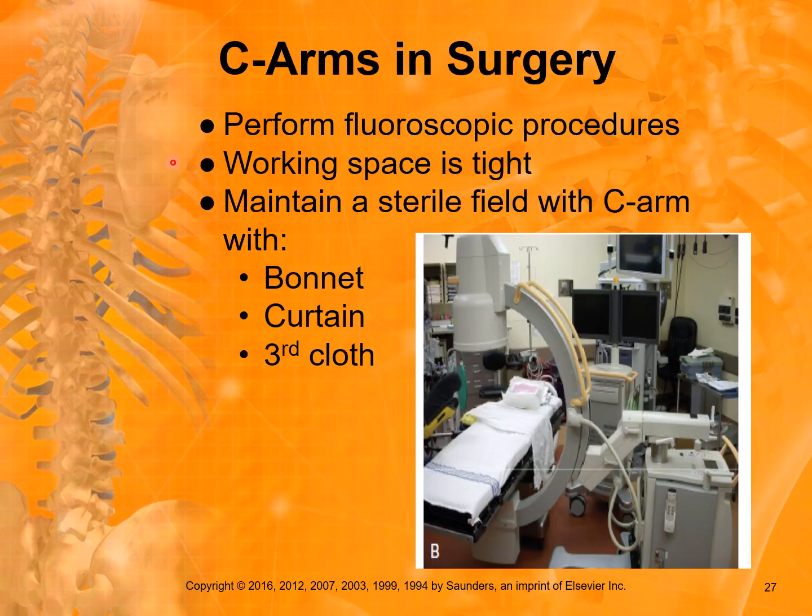C-arms in surgery perform fluoro procedures. Working space is really tight as pictured here. This is a pretty typical OR room. We maintain a sterile field again with the bonnet, curtain, or possibly a third cloth. A bonnet would go on this part here, kind of like a hairnet, but for the image intensifier. A curtain would be a whole big piece of plastic that covers the entire thing like a sleeve.